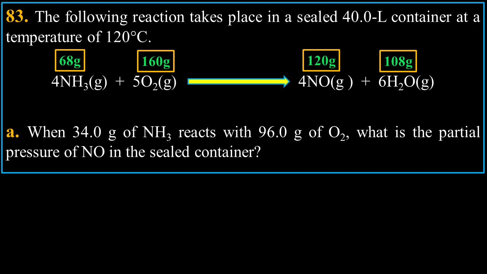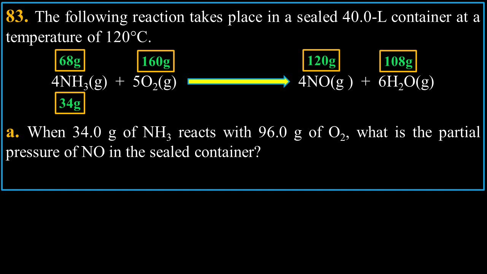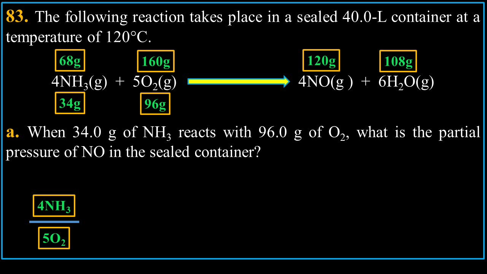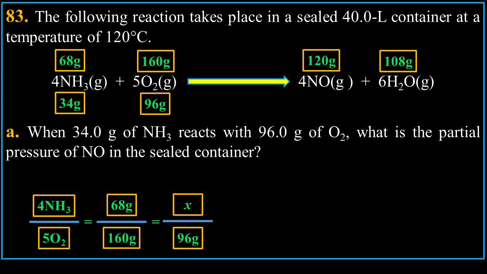Now, next, what we have to do is determine the mass of nitrogen monoxide that is going to be produced. Then we can determine how many moles are going to be produced. So the mass-mass relationship between ammonia and oxygen, the constant ratio is 4 NH3 over 5 O2, so that's 68 over 160, and that's going to yield X over 96. Cross multiply and divide, and you get X equals 41 grams.